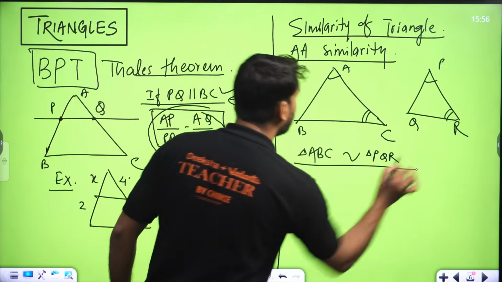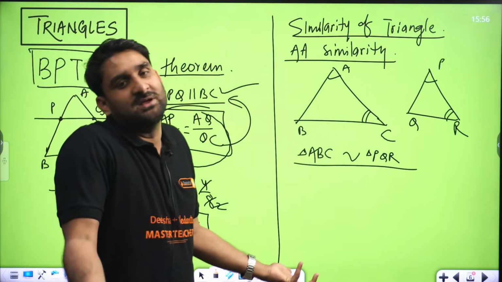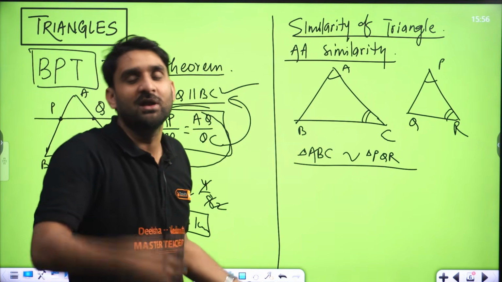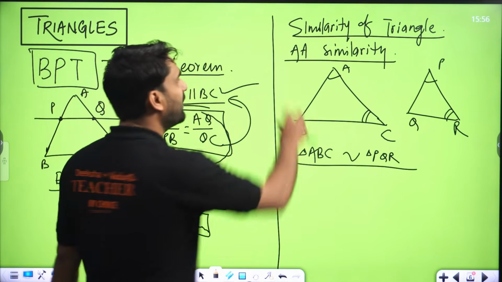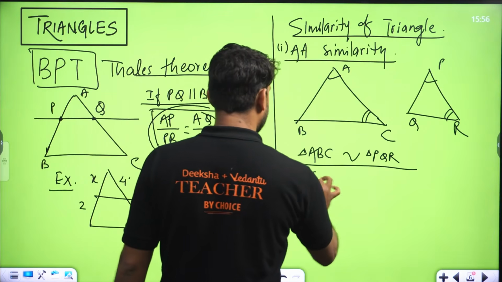So how to write the triangle, this is important. If any two angles are equal, and this is obvious, then the third angle will also be equal, but we always consider AA similarity. Now the second is SAS similarity.